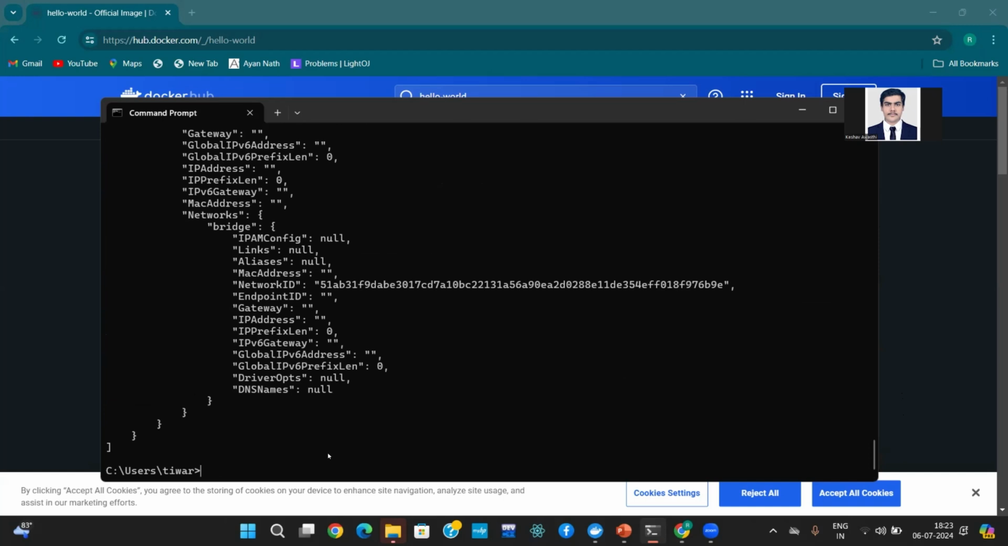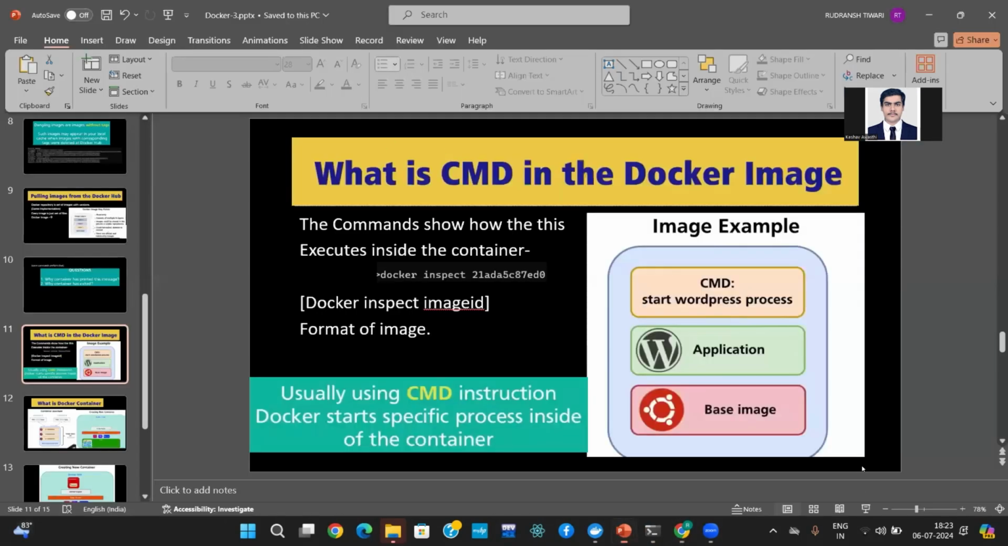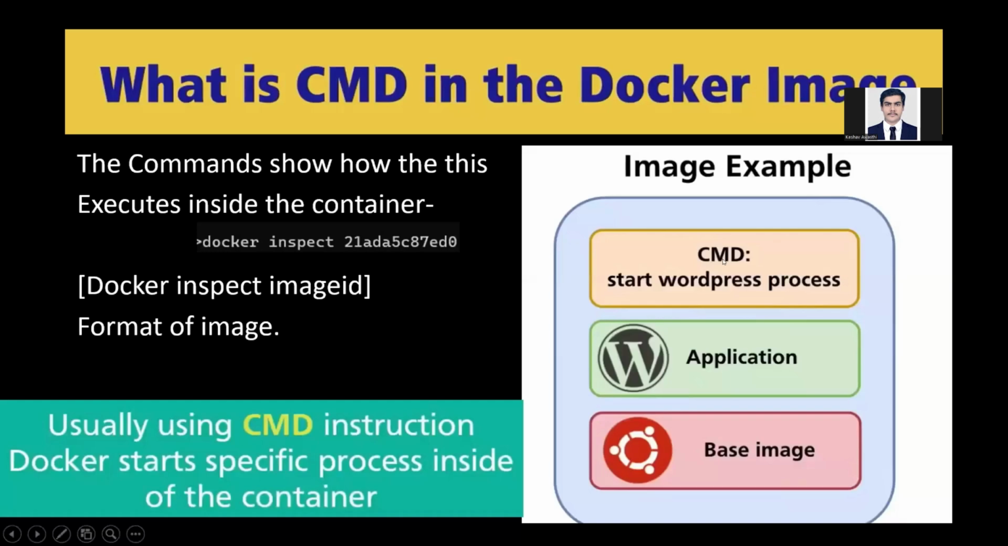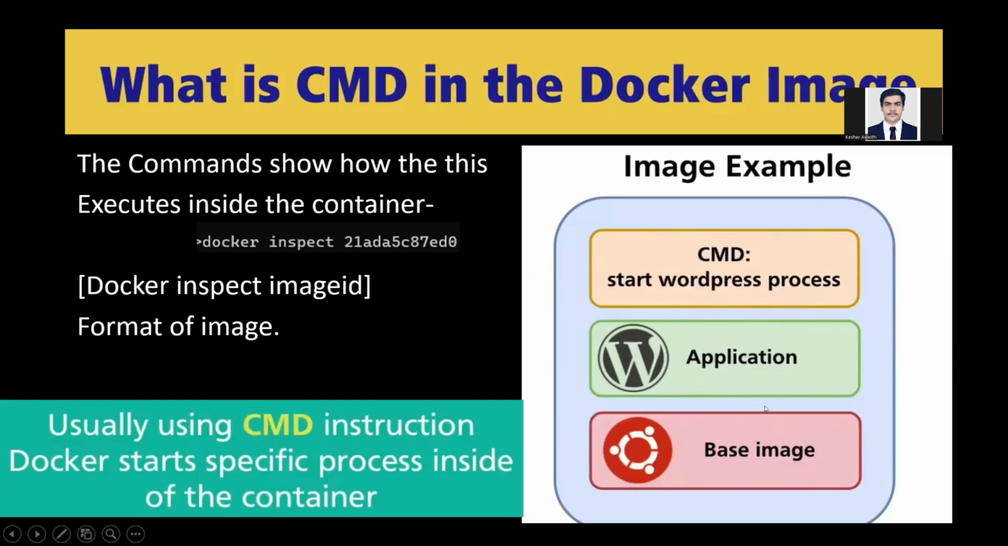Okay, so all the things related to images I explained here. If you want to know about images, for example, this is a particular image. This is a base image, then WordPress, and after that CMD. So these are three file system layers. I tell you that an image consists of multiple file system layers. If a second image wants to use these file system layers, then it will use a particular set.